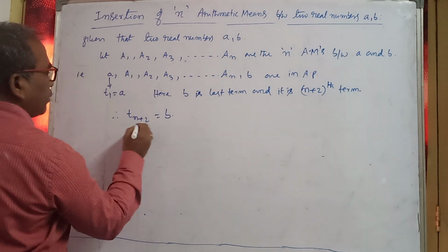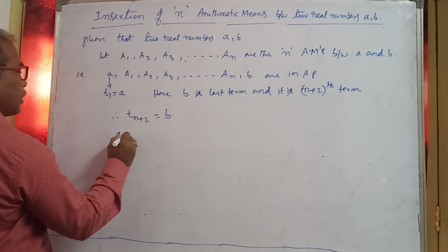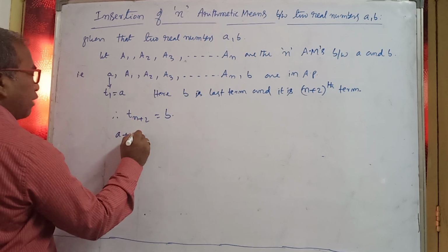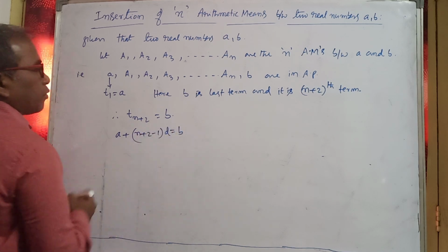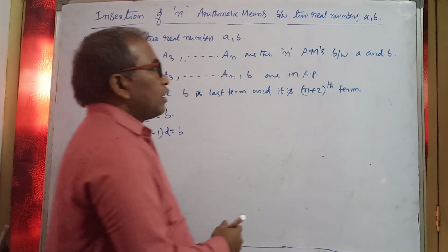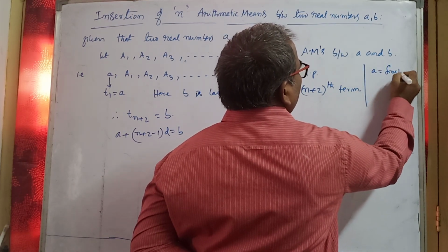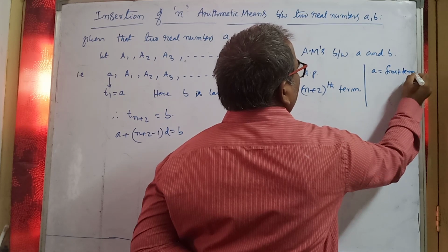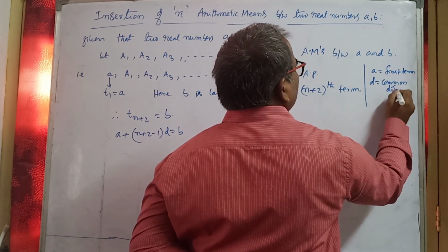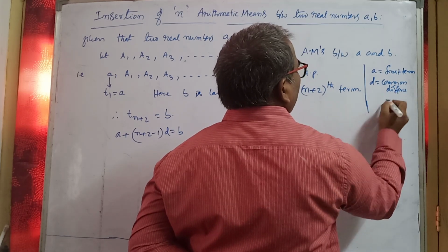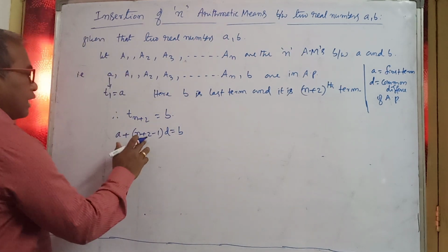This is T(n+2) = B. What is the Tn formula? A plus (n minus 1) into D. So apply it: in place of n, n plus 2 is there. A plus (n plus 2 minus 1) into D is equal to B, where A is the first term and D is the common difference of the AP.